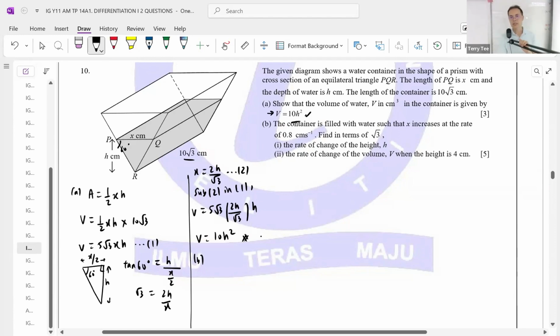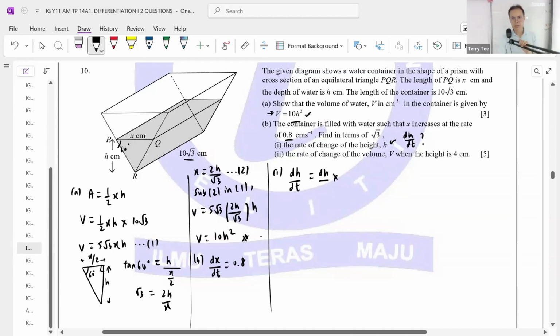All right, now next, the container is filled with water such that x increases at the rate of 0.8. Find in terms of square root 3 the rate of change of h. Okay, so first of all, x increases at this rate. That means your dx/dt is 0.8, right? You are finding dh/dt.